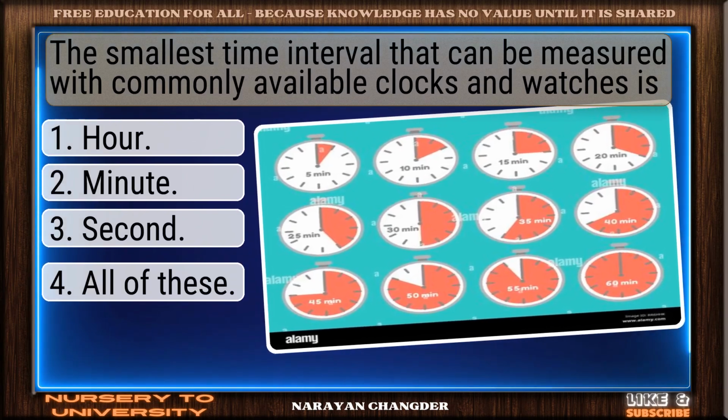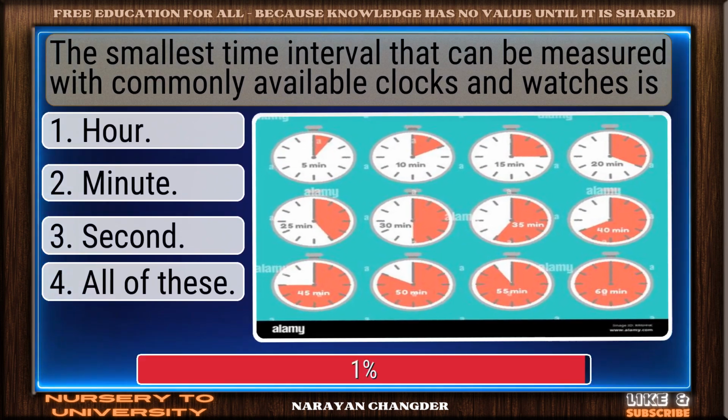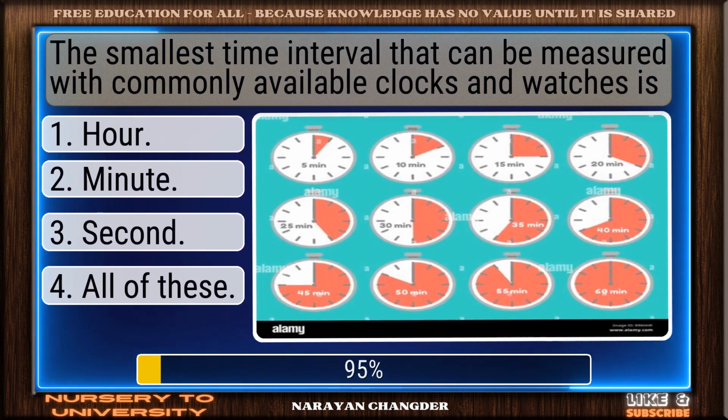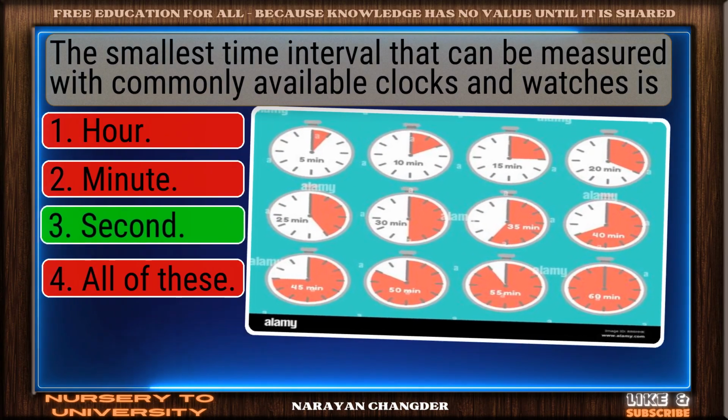The smallest time interval that can be measured with commonly available clocks and watches is. Well picked. Second is the correct answer.